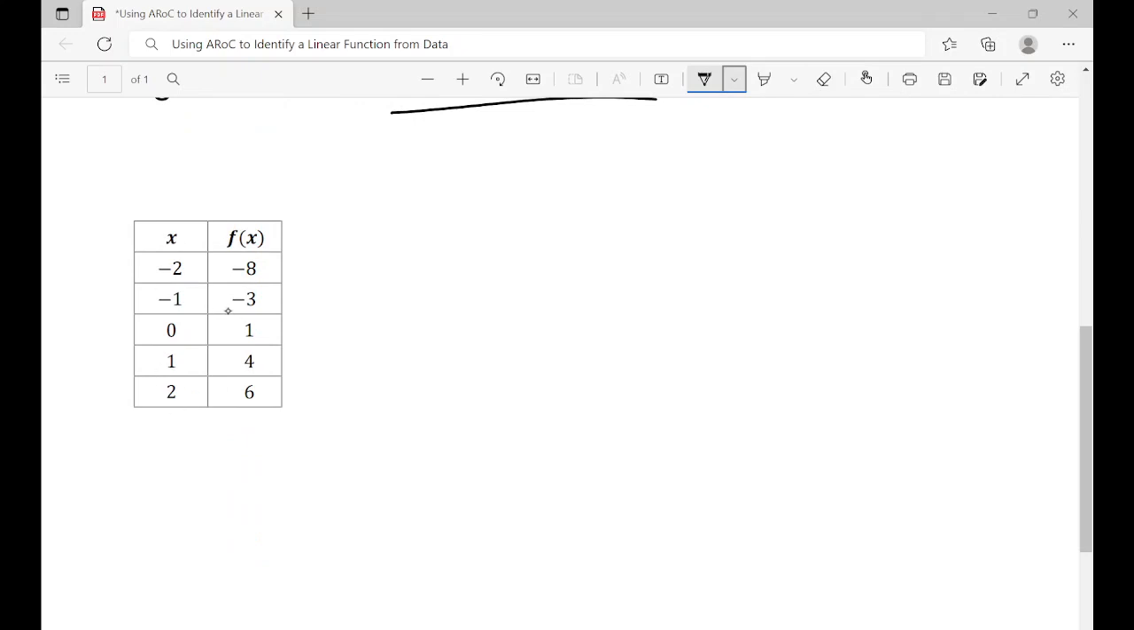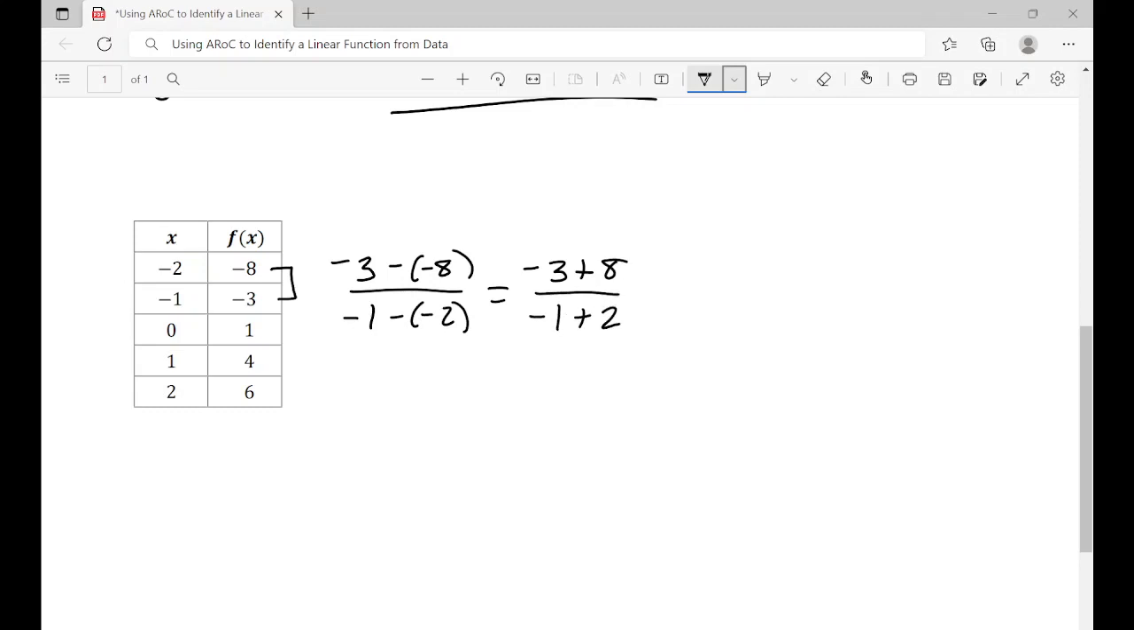Let's do it again with this set of data. First, find the average rate of change between the first 2 points. So negative 3 minus negative 8 over negative 1 minus negative 2. It's going to be negative 3 plus 8 over negative 1 plus 2, which is just going to give us 5.